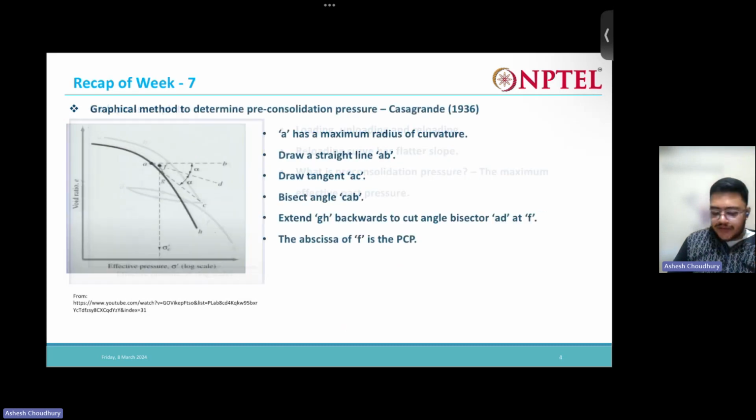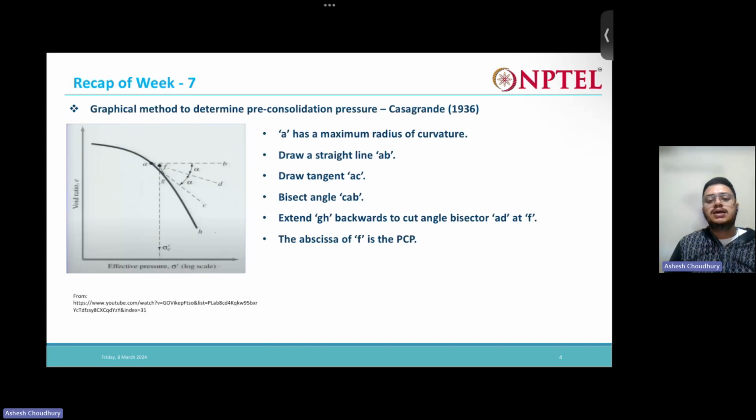Now there is a graphical method to determine the pre-consolidation pressure. Say we have this loading curve for a soil. You got this soil from somewhere and tested it, and after testing you got this void ratio versus effective pressure plot. Now you want to determine what the pre-consolidation pressure of that soil was.